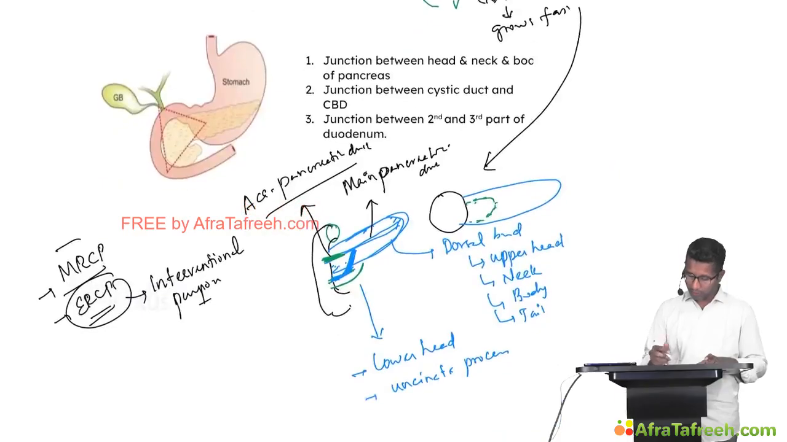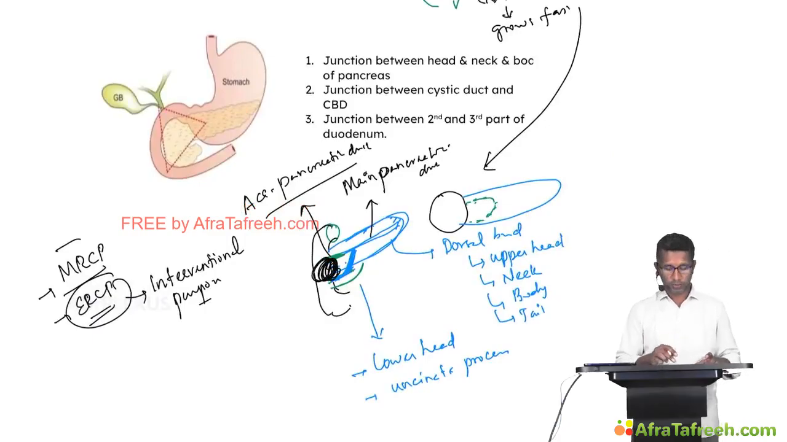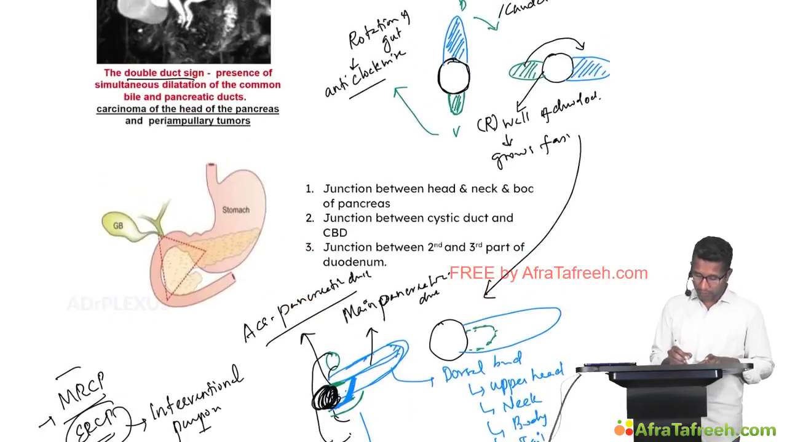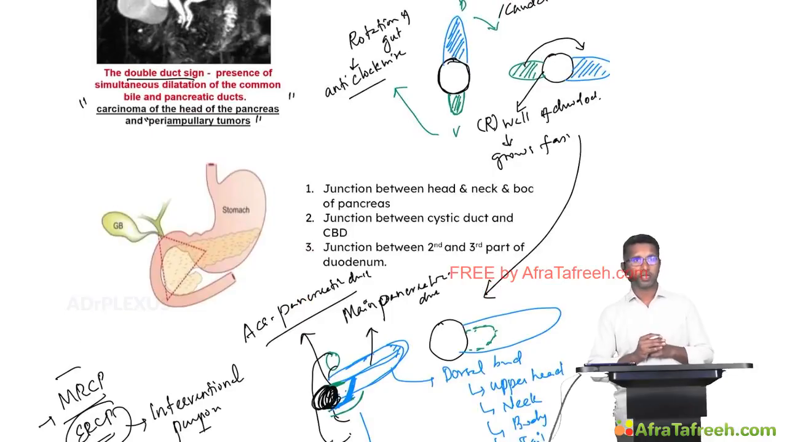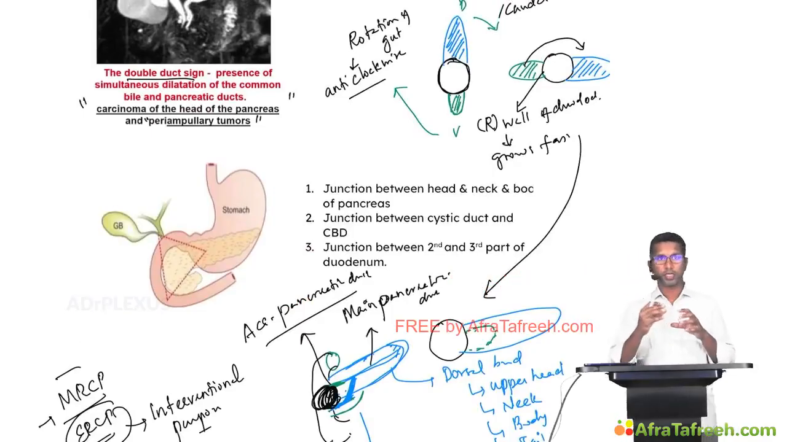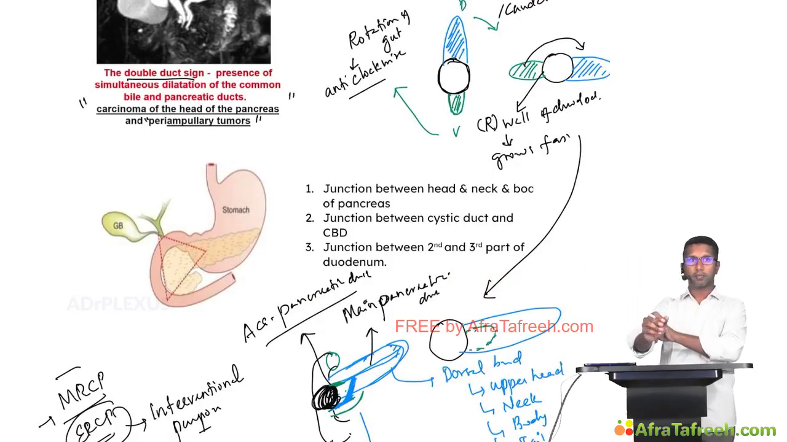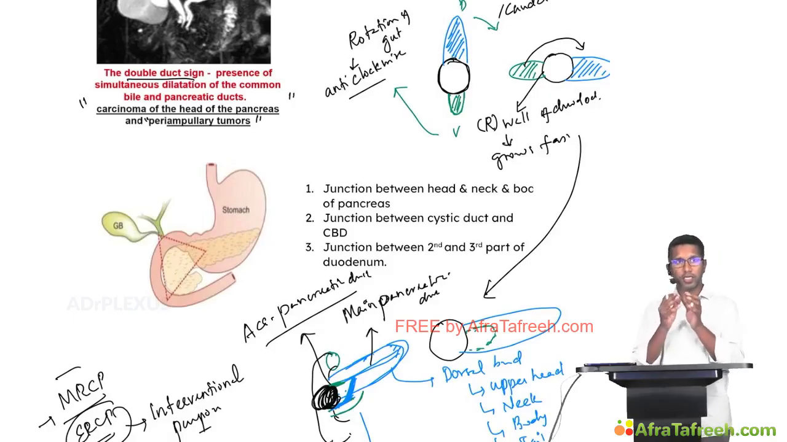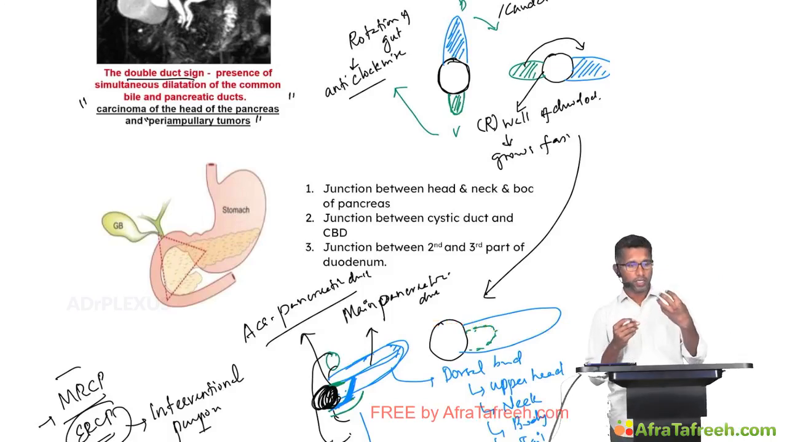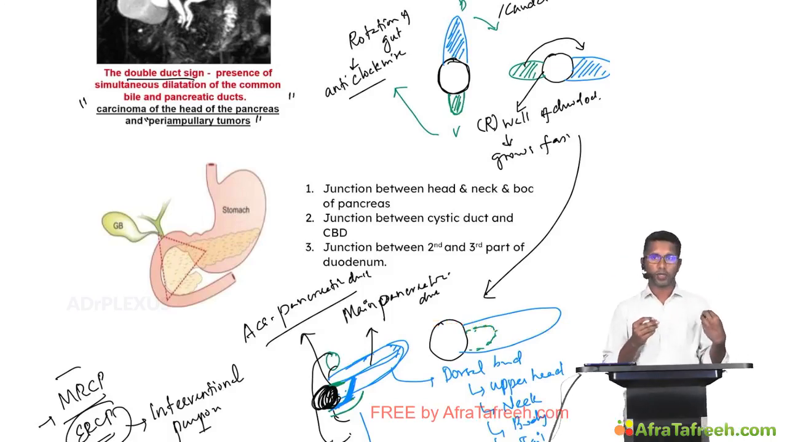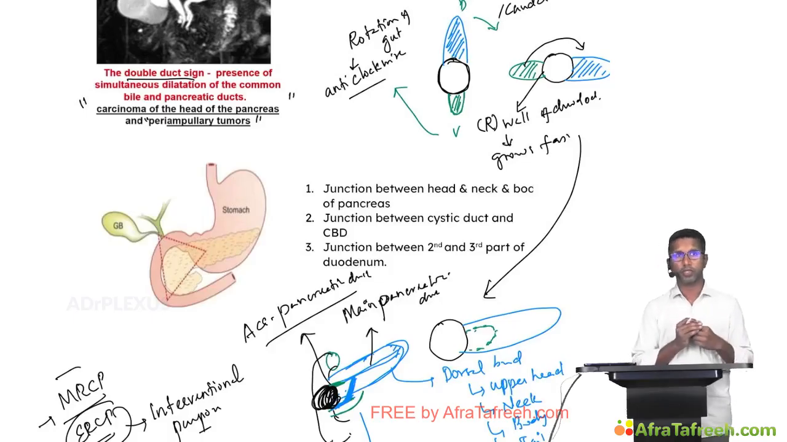For example, when there is an obstruction in this area, these ducts can get dilated. That dilation happens whenever there is a carcinoma in the head of the pancreas or a periampullary carcinoma. Whenever there is a carcinoma close to the junction of the pancreatic duct and the bile duct, their outflow gets obstructed. When the outflow is obstructed, the bile cannot come into the duodenum and the pancreatic juice cannot come into the duodenum.